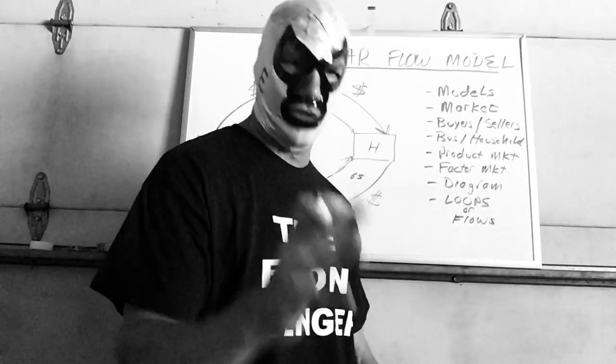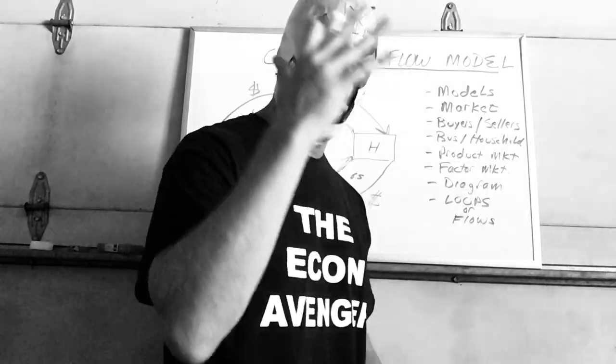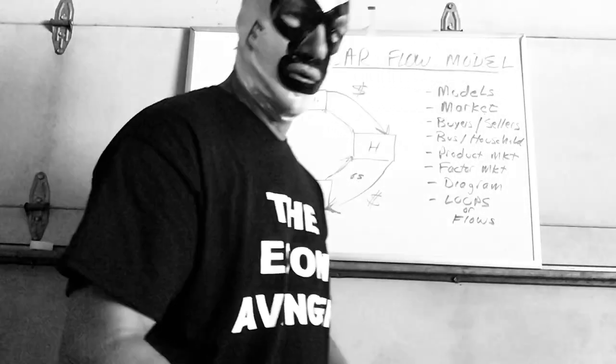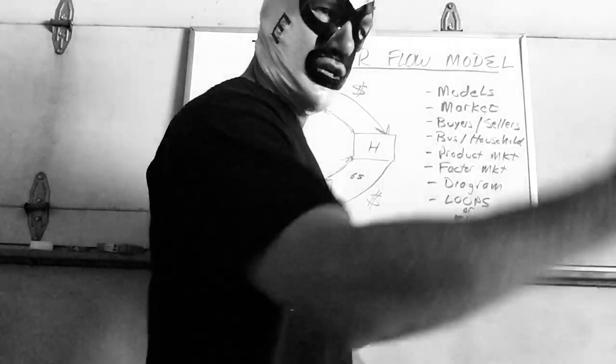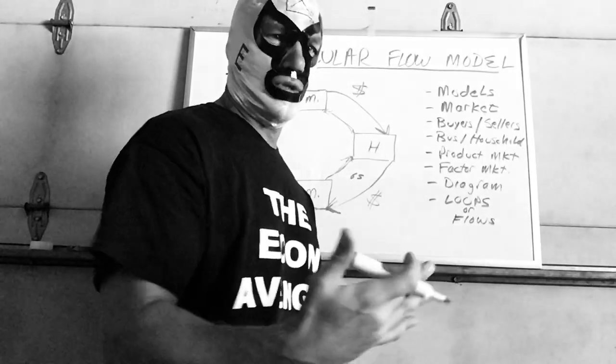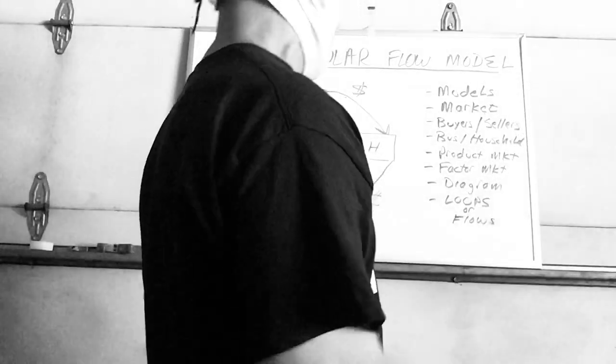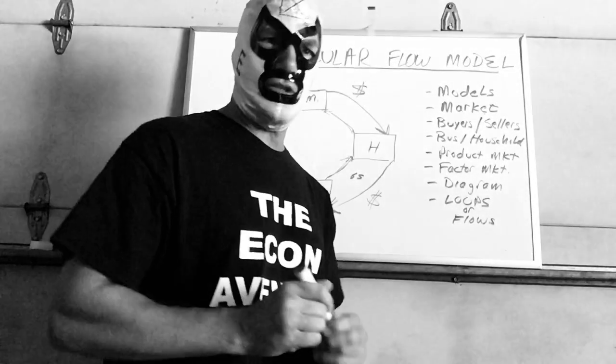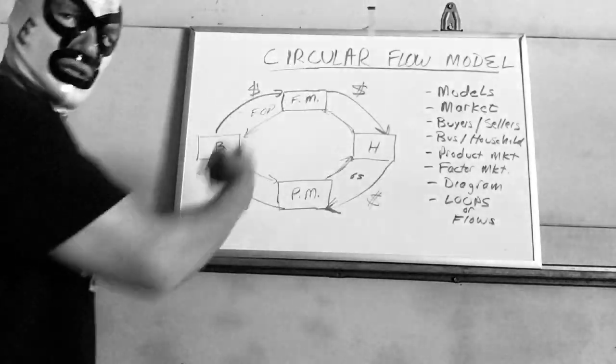In the factor market, for the inputs, as some people say, which are the factors of production, businesses now are the buyers, and the households, people like you and me, are the sellers. All right, you got that? That's the circular flow model. So take a look and see how that works.